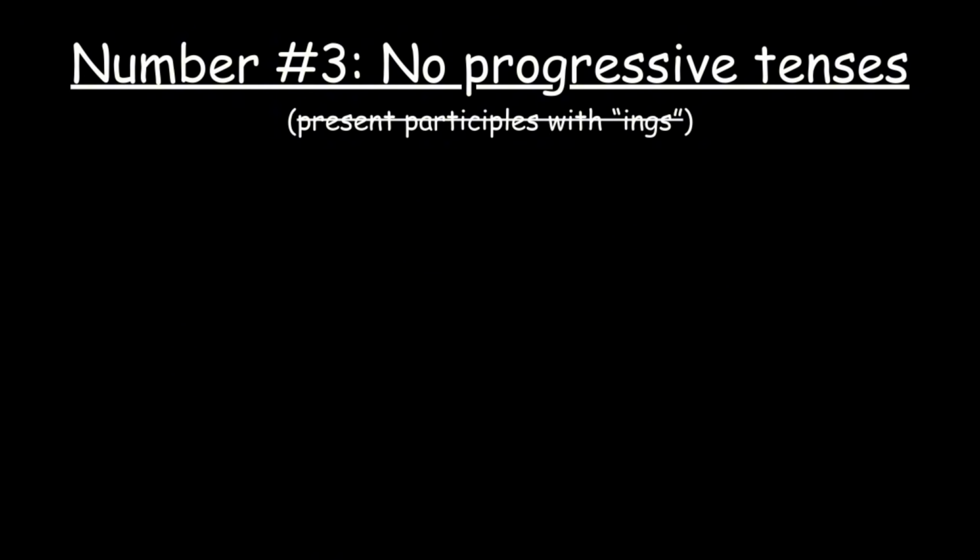Number 3. German has no progressive tenses like in English, such as present participles with ing. German uses a verb tense to show actions whether they're in the past, present, or future, so the context of a sentence determines whether the action is ongoing or habitual.